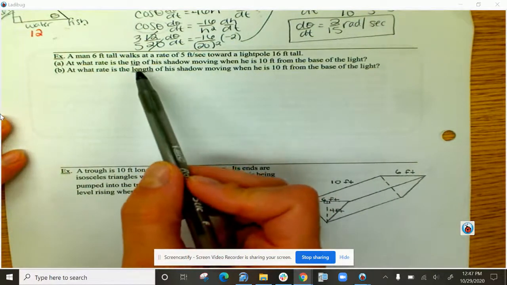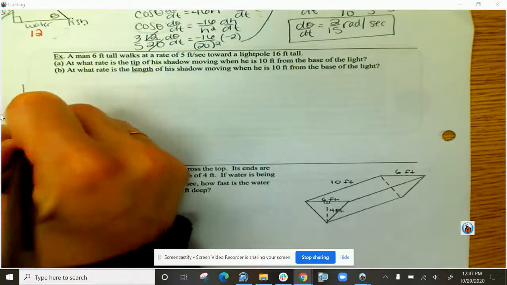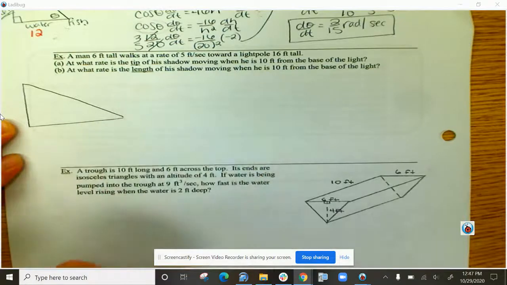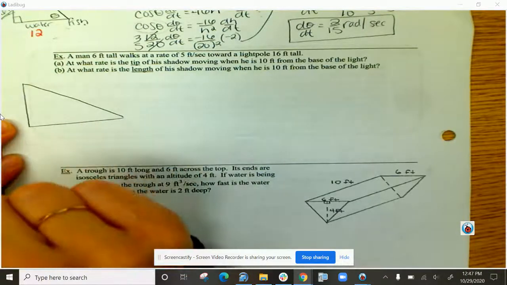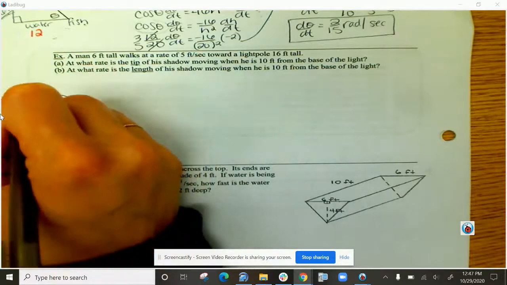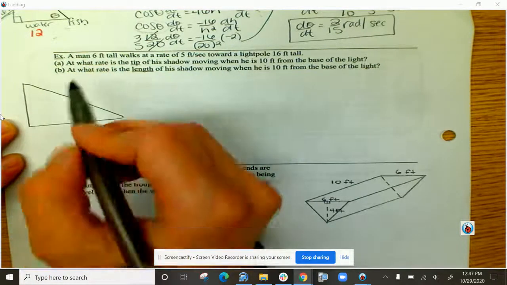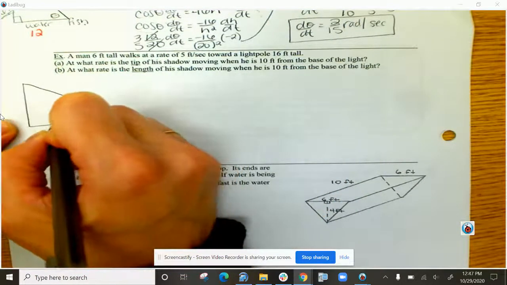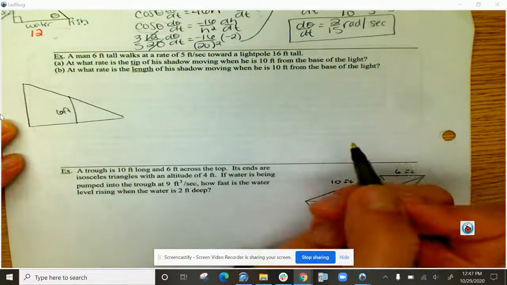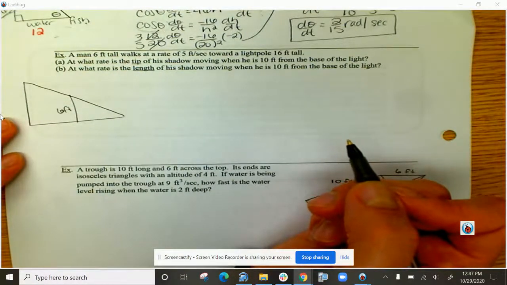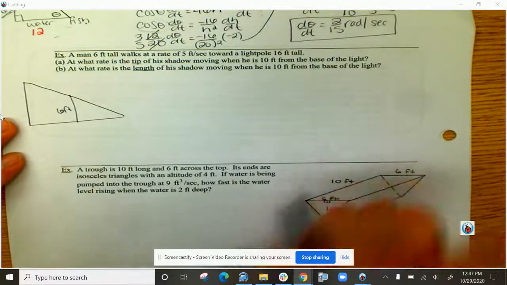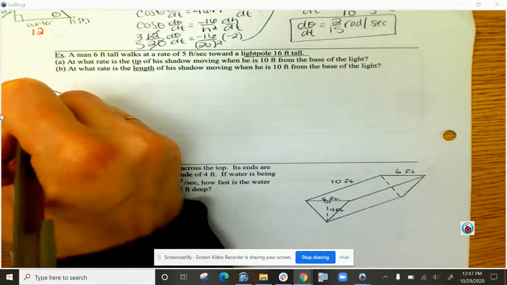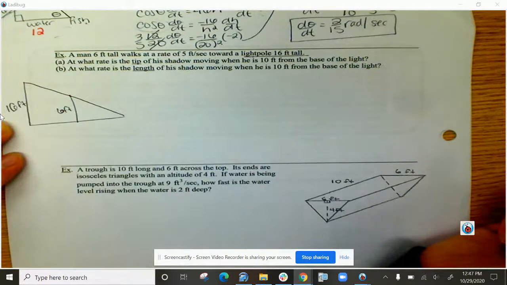We're dealing with a light pole and a light and a person. So I'm going to draw a triangle here. Looks like that. And a man is 6 feet tall and he's walking towards a light pole. So this right here is the light pole. And he's somewhere here. I don't know where, but he's 6 feet tall. So I know that's 6 feet. And the person's height is not going to change. So that's going to be a consistent 6. The other value that I know that's not going to change is that the light pole is 16 feet. So my light pole is 16 feet tall. The man is 6 feet tall.